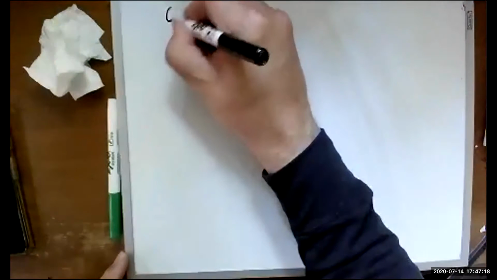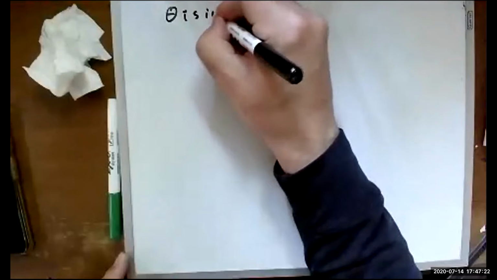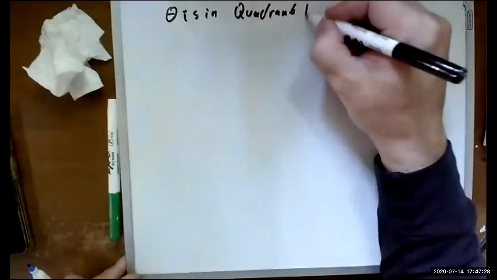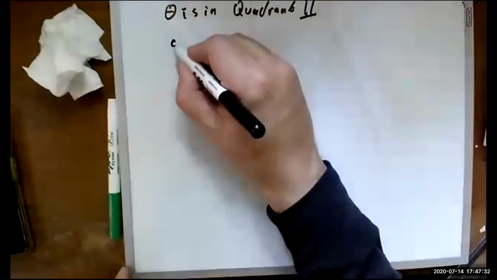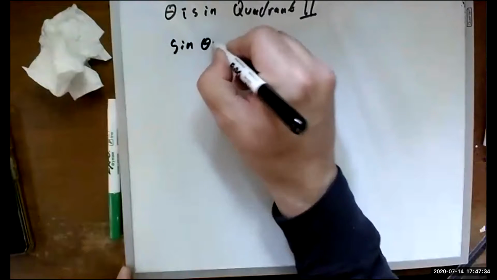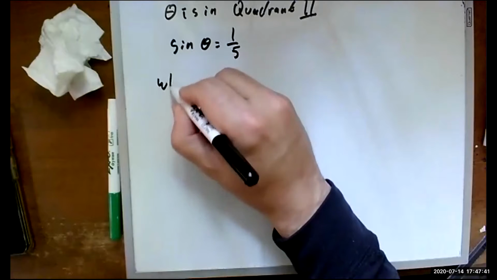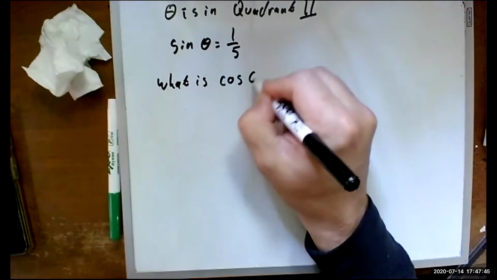So, we're being told that some angle theta is in quadrant 2. And we're being told that the sine of this theta is equal to 1/5. What is the cosine of theta?